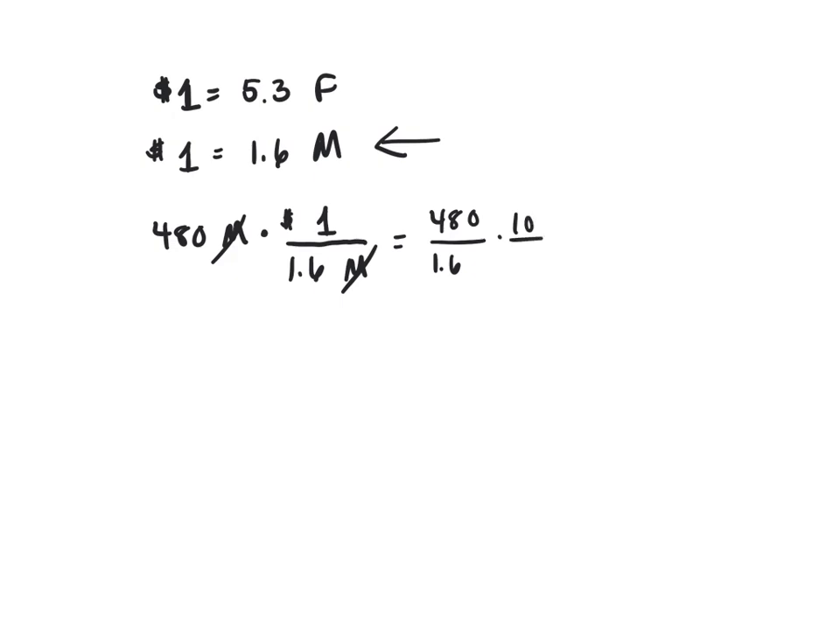Now I'm going to multiply top and bottom by 10. But I'm not going to multiply 480 by 10. I'm just going to leave that 10 there. But I am going to multiply the 1.6 by 10, and that's going to move the decimal over, and you'll have a whole number.